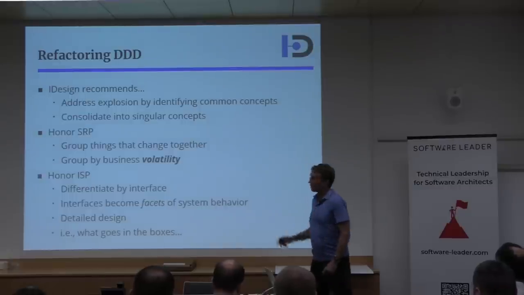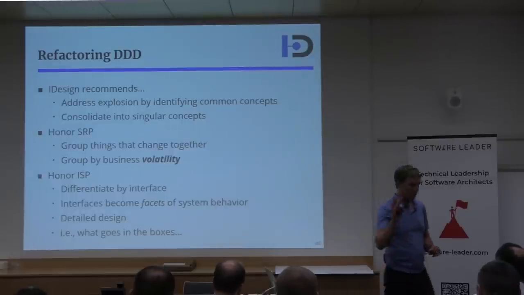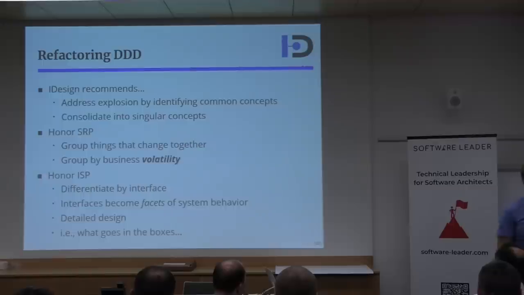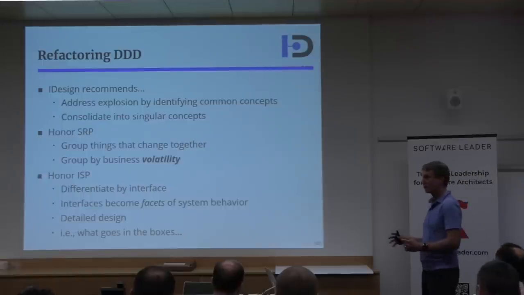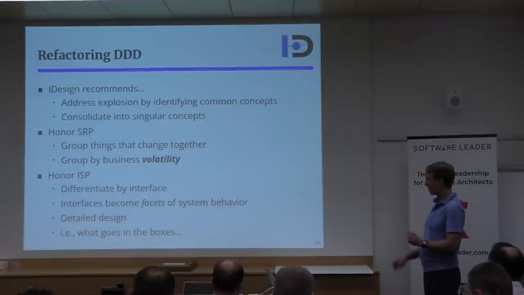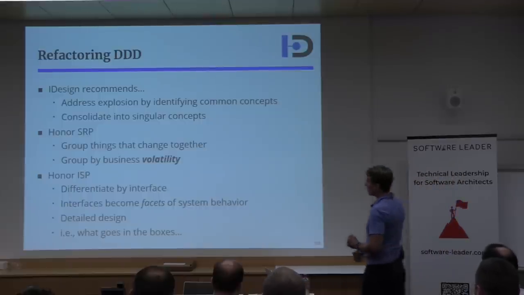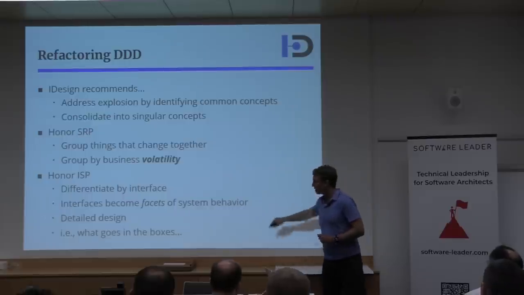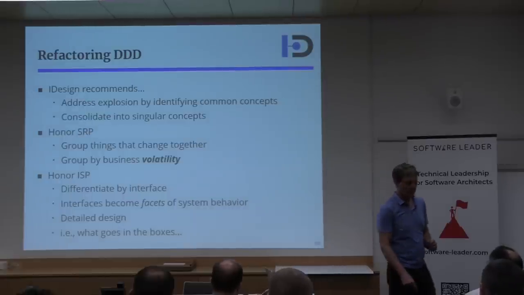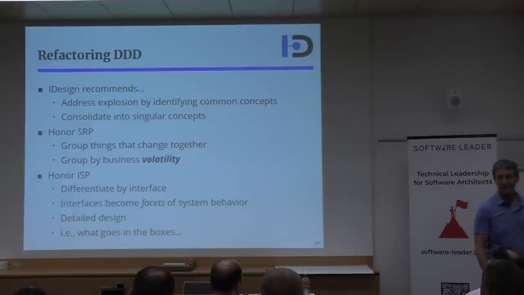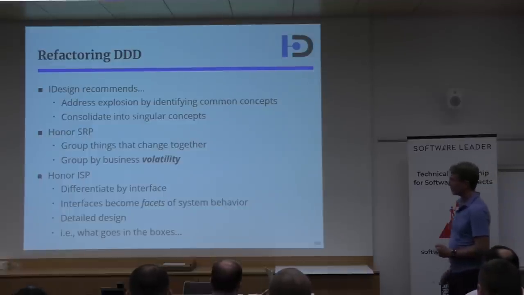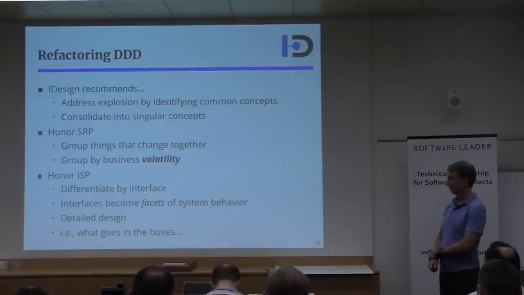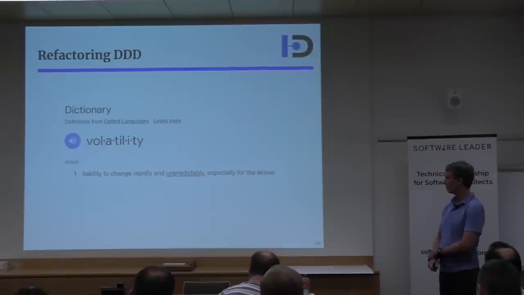So we also want to, this is a hint towards construction, which the class has been practicing all week. Interface segregation is more of a detail of detailed design and construction, but we also want to start thinking about those as well as we're doing the architecture. The differentiation may come out as separate interfaces, what iDesign calls a facet of system behavior. And this is detailed design, as I mentioned, what goes in the boxes.